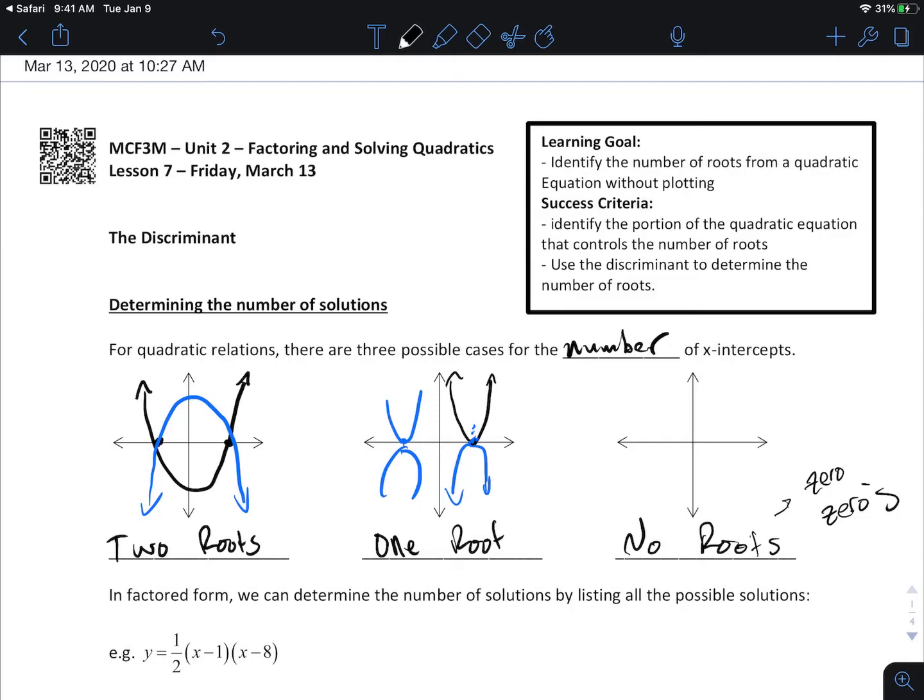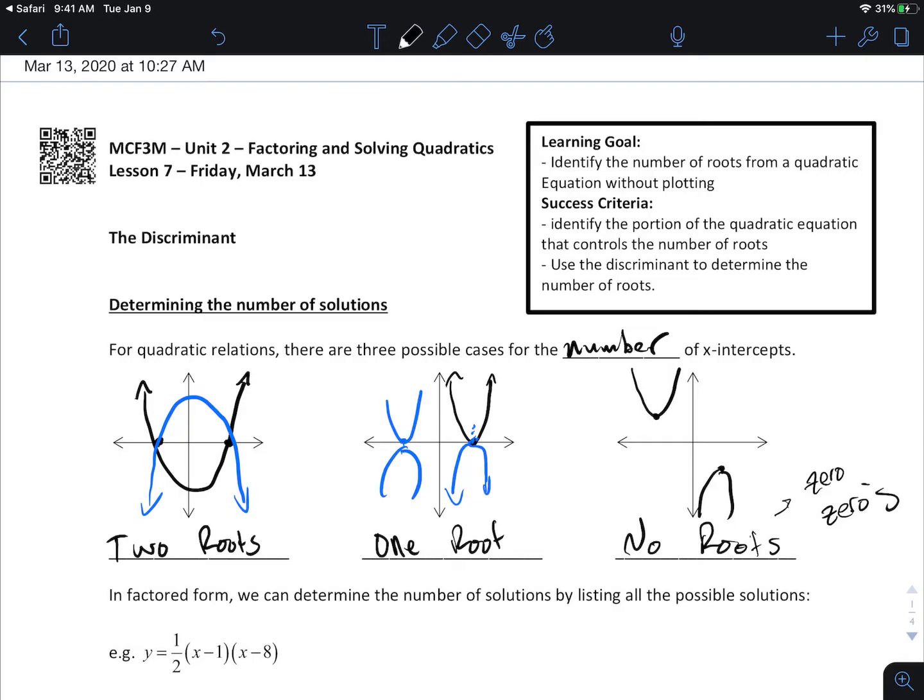So what would the graph have to look like? Yes, Hector? It would have to be like the parabola would have to be completely in the negative or completely in the positive. Okay, so the vertex has to be above the x-axis and opening up, or below and opening down.